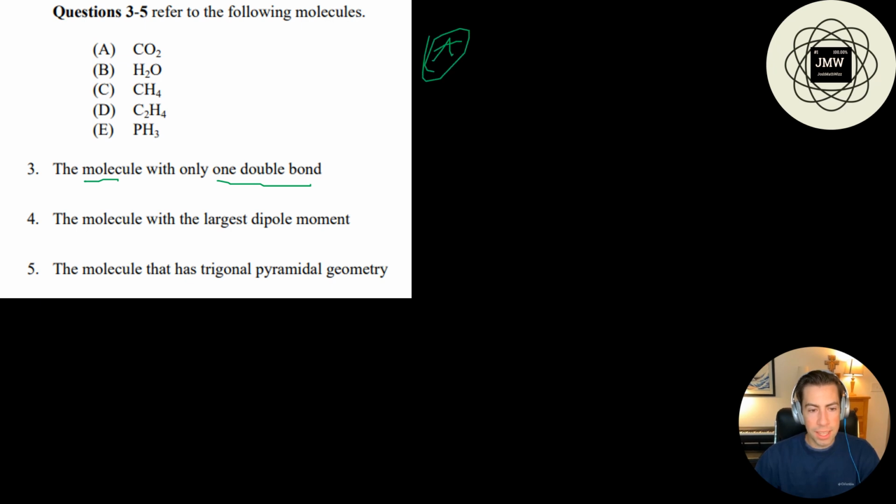So molecule A is going to be CO2. Now I know that CO2 is going to look something like this, right? And hopefully you know that structure. Maybe you haven't memorized it, but you can also figure it out by doing the Lewis dot structure and just kind of figuring it out.